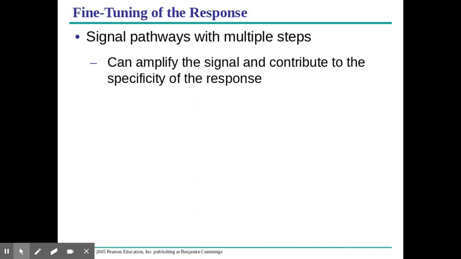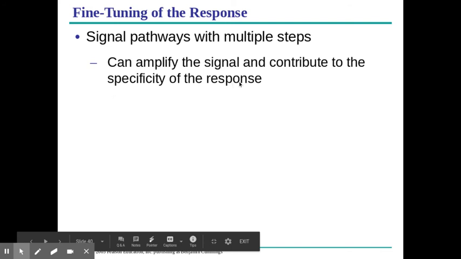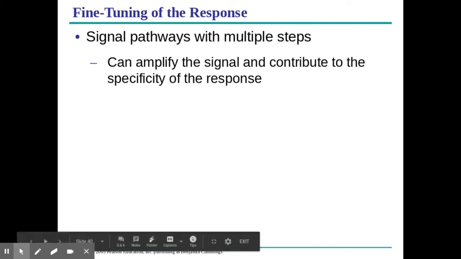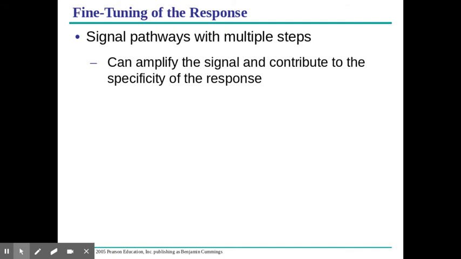Signal pathways with multiple steps can amplify the signal and cause huge cellular responses. Okay, so first step, they amplify the signal. Second part, they contribute to the specificity of the response. How specific? These are two really good benefits, fine-tuning of a response. At each catalytic step of a cascade, the number of activated products is usually greater. That's an amplification piece.